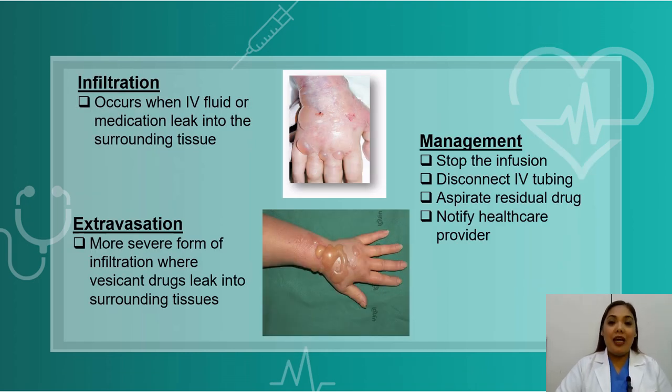Next is infiltration. This occurs when IV fluid or medications leak into the surrounding tissue instead of remaining in the vein. Symptoms include swelling, discomfort, and coolness of the skin around the site. Then extravasation. This complication occurs when the IV catheter moves out of the vein, which can happen due to patient movement or improper securing of the catheter. The management for infiltration and extravasation are stop the infusion, discontinue the IV tubing, then aspirate residual drug, and notify the healthcare provider.